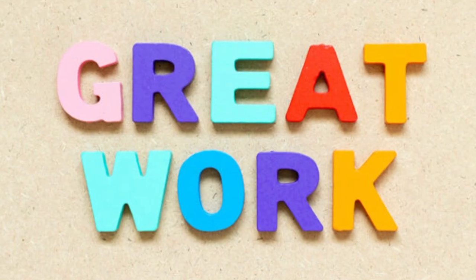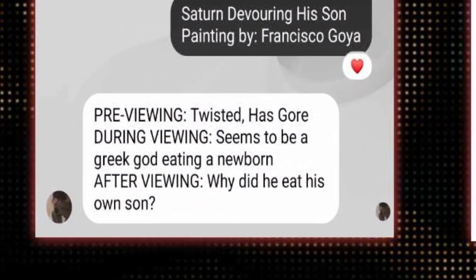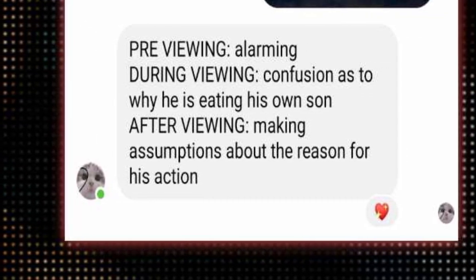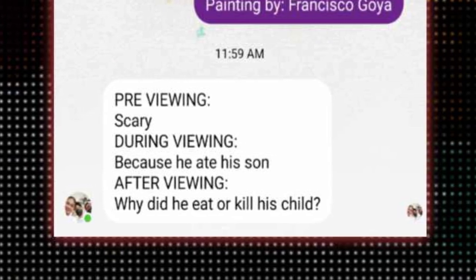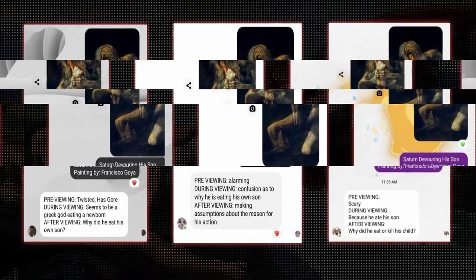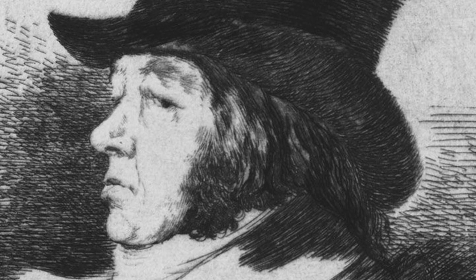Your response is excellent. As I examined the views my friends shared about the painting, many were curious about Saturn devouring his son, questioning the reason behind it. And interestingly, there is no wrong interpretation. And now, I am eager to unveil the captivating story behind this artwork, shedding light on Francisco Goya's life.